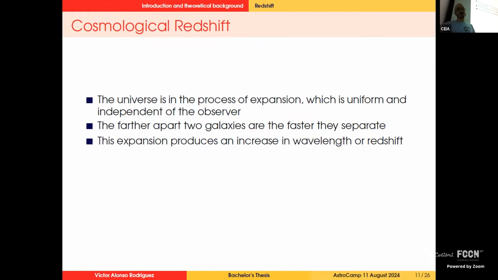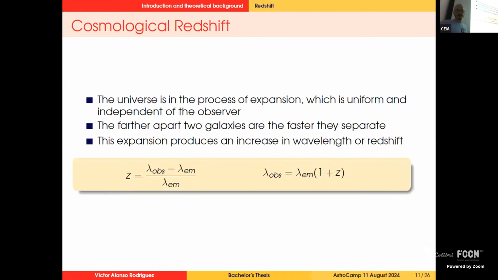So it's not linear with distance, and this is very important. And like you know, the redshift produces an increase of the wavelength. So mathematically, it's like that. This is redshift, okay? And we have here that this is the wavelength that we observe in our telescopes, and this is the wavelength that is emitted by the galaxy.